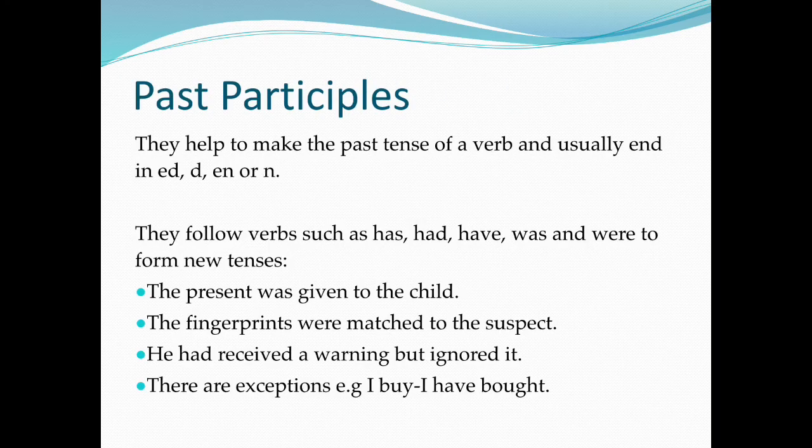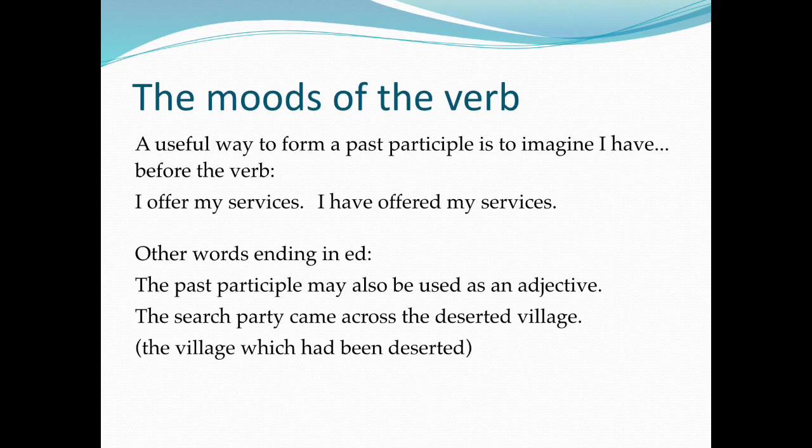Past participles help to make the past tense of a verb and usually end in ed, d, en, or n. They follow verbs such as has, had, have, was, and were to form new tenses. The present was given to the child. The fingerprints were matched to the suspect. He had received a warning but ignored it. There are exceptions. Example, I buy. I have bought.